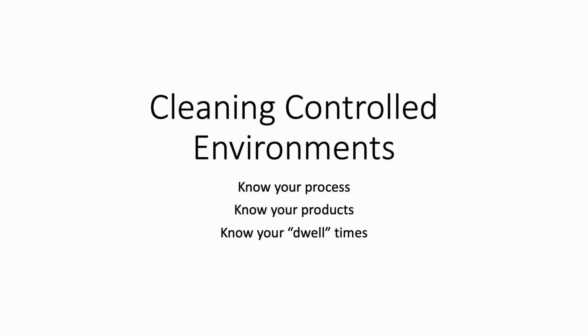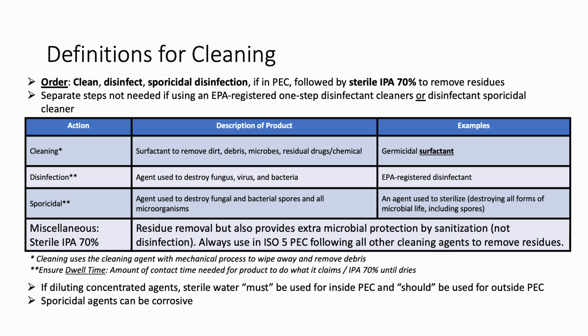Okay, we're going to move forward and we're going to talk about cleaning of controlled environments. And what's important here is to know your process, know your products, and know your dwell times. Before we delve too deeply into cleaning, we want to first talk about some definitions. First, a cleaning agent is an agent that usually contains a surfactant or maybe even an enzymatic product, and it's going to be used to remove dirt, debris, microbes, and residual drugs and chemicals. A disinfectant agent is going to be an EPA-registered disinfectant with a specific dwell time that's going to be used to destroy fungi, viruses, and bacteria.